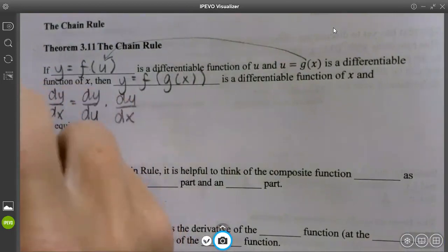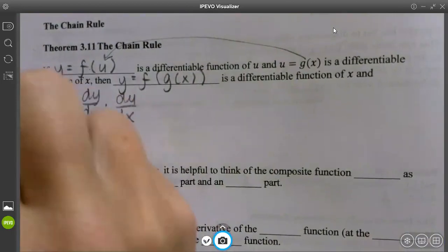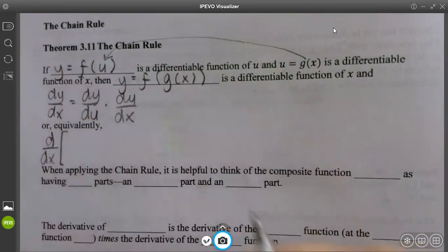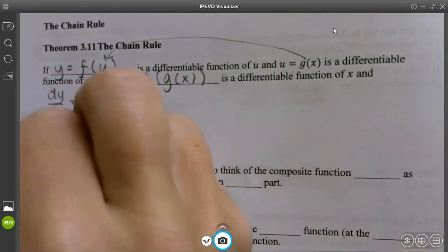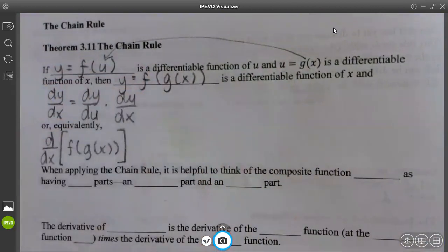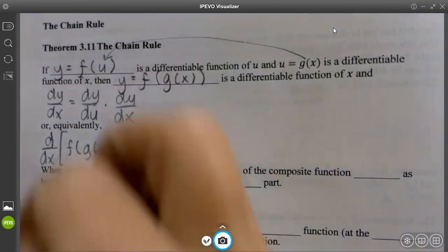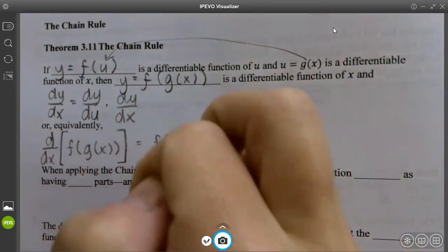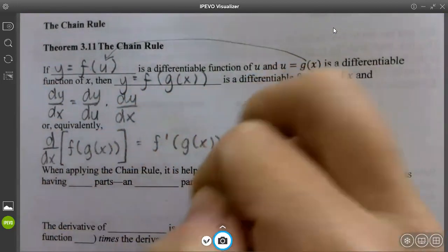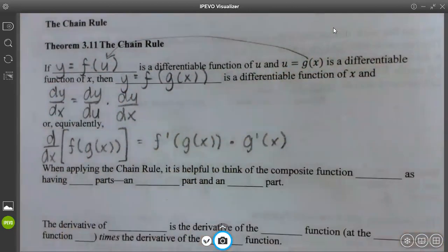or equivalently d over dx of f of g of x is f prime of g of x times g prime of x. Still probably makes no sense until we do a problem, and then you'll understand it.